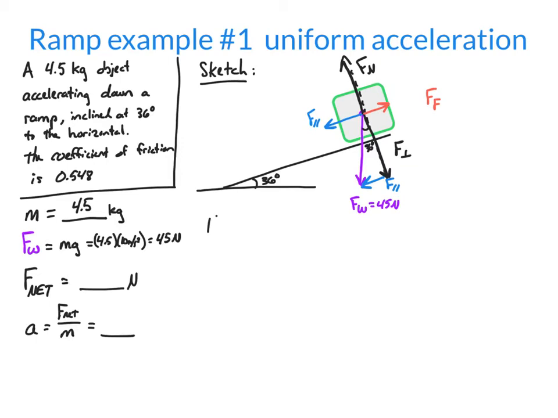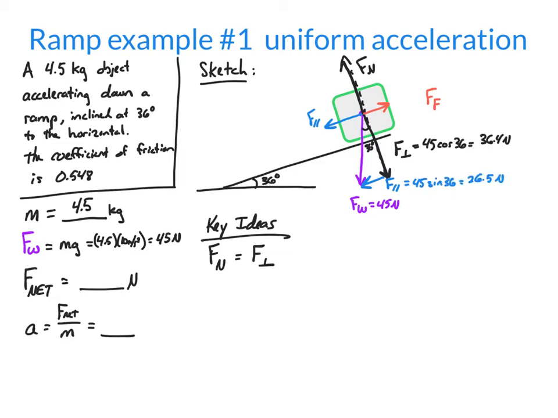So once we have this full diagram, now we can talk about a couple key ideas to help us solve this problem for both net force and acceleration. A couple key ideas here, and I mentioned this just a minute ago. The normal force is equal to the perpendicular force. The block is not accelerating into the ramp, it's accelerating along the ramp. So those forces must be equal. To find what those forces are, we're going to take the components of our weight, and we'll find the perpendicular force with cosine and the parallel force with sine.